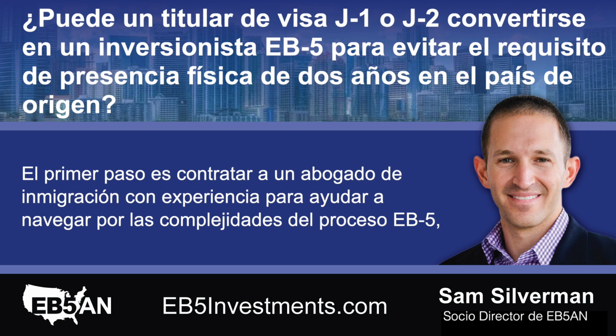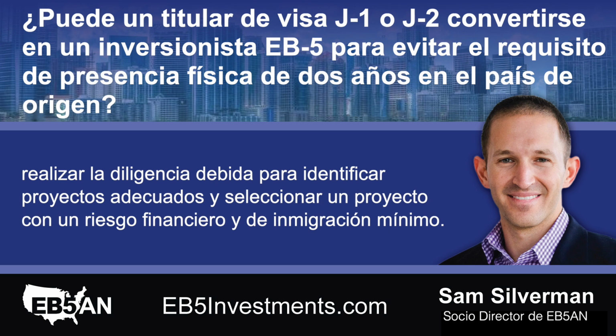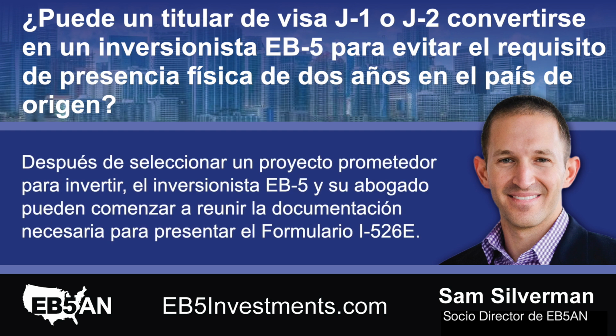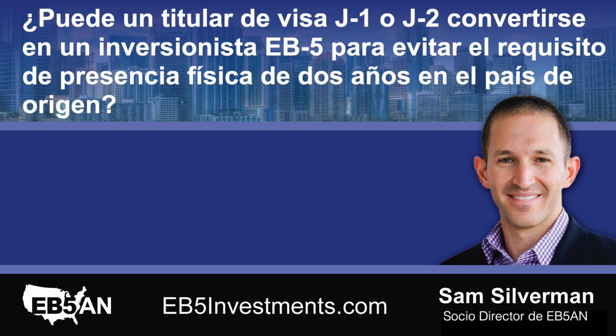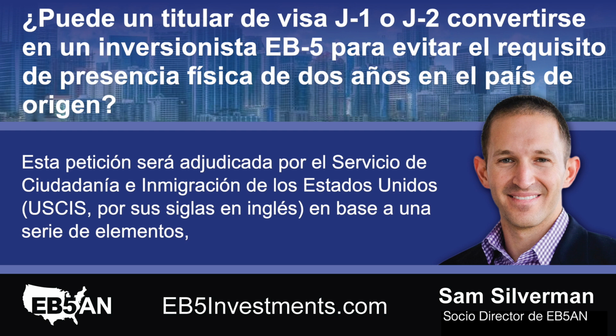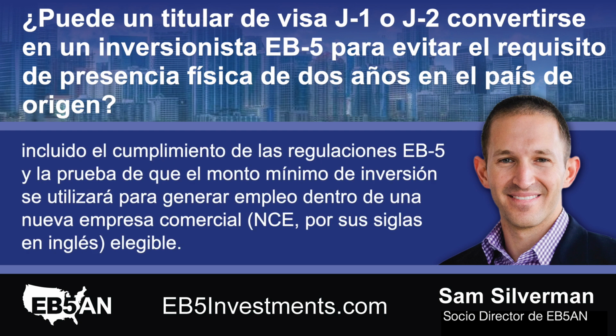The first step is to hire an experienced immigrant attorney to help navigate the complexities of the EB-5 process. Conduct due diligence to identify suitable projects, and select a project with minimal financial and immigration risk. After selecting a promising project to invest in, the EB-5 investor and their attorney can begin gathering the necessary documentation to file Form I-526E. This petition will be adjudicated by United States Citizenship and Immigration Services, USCIS, based on a number of elements, including compliance with EB-5 regulations and proof that the minimum investment amount will be used to generate employment within an eligible new commercial enterprise, NCE.